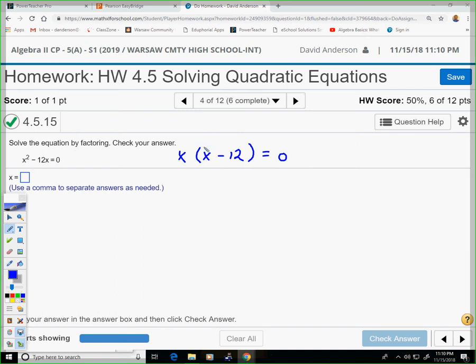So you can always distribute back and see if you did it right. x times x is x squared. x times negative 12 is negative 12x. I got it right. So now I want to take a look, what makes each one of these factors 0? Well, if x was 0, that would make that factor 0. It'd be 0 times whatever this is, and this side would be 0. What makes this factor 0? x would have to be the opposite of this. x would have to equal 12, because 12 minus 12 is 0. Those are my two solutions, 0 and 12.